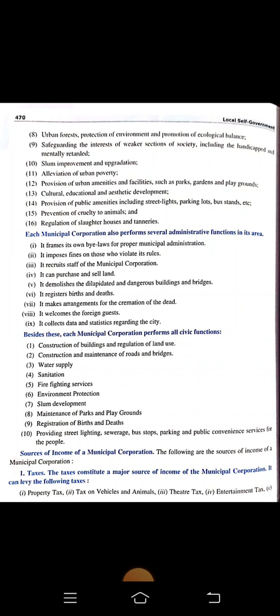Besides this, each municipal corporation performs some civic services like water supply, sanitation, firefighting services, construction of buildings, construction and maintenance of roads, slum development, and maintenance of parks and grounds. All these come into some other kind of activities. Hopefully you understood. Thank you.